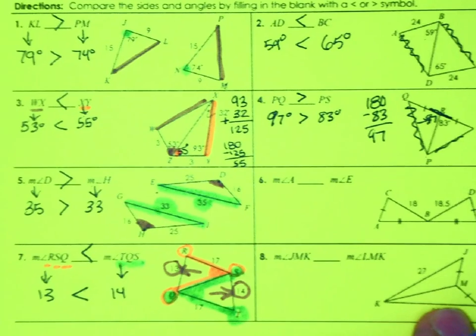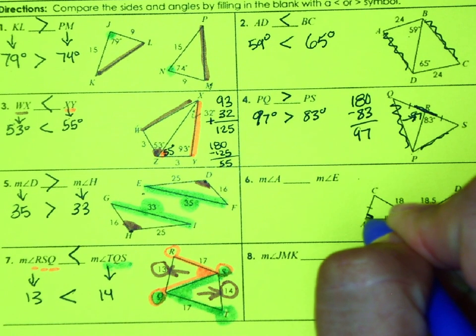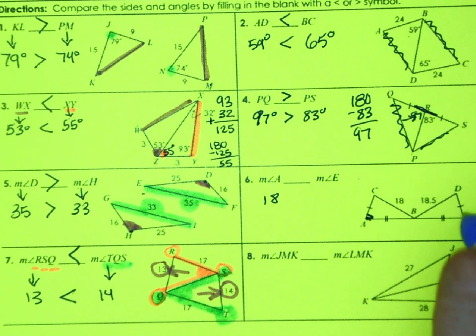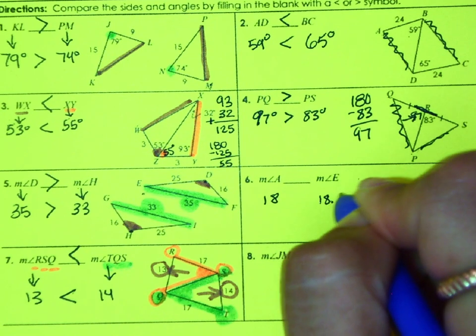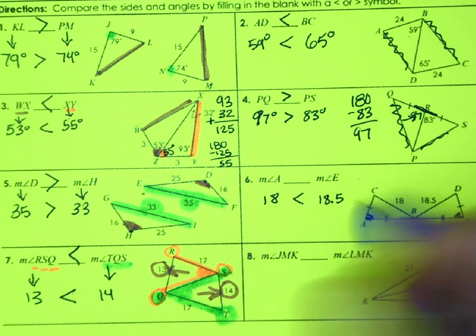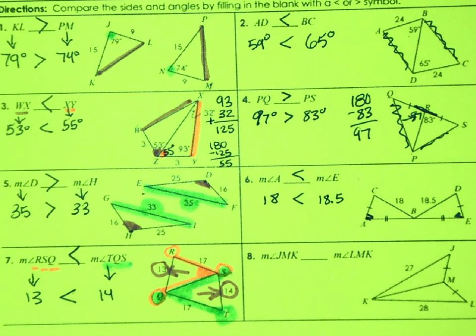Let's try this example on number 6. We have the measure of angle A. The side across from that angle is 18. Angle E has 18.5 across from it. If you compare these two, 18 is less than 18.5. So therefore angle A is less than angle E.